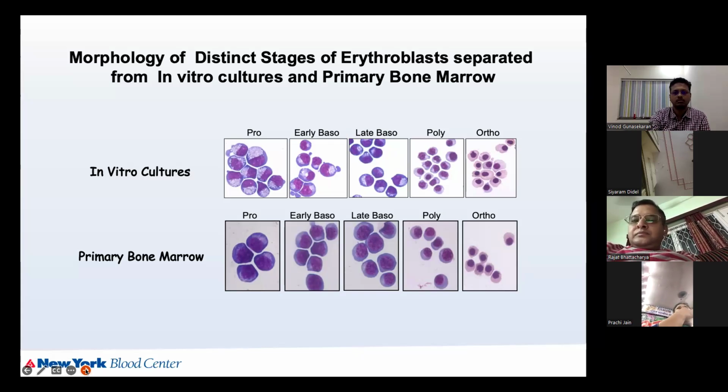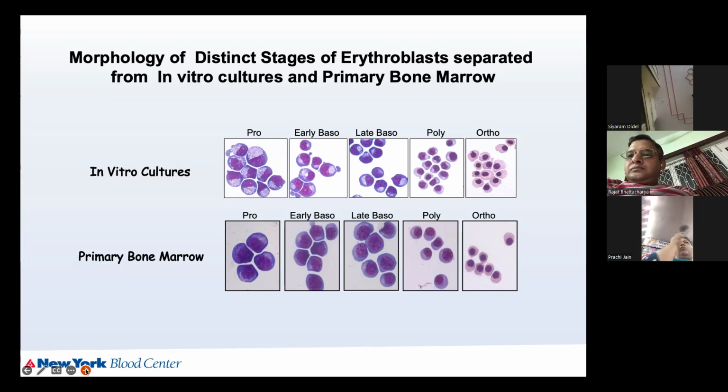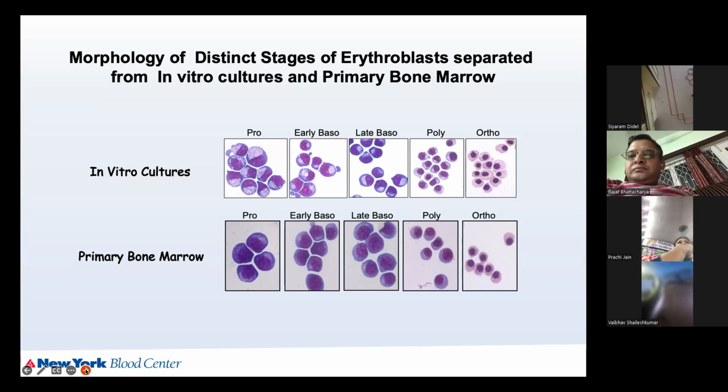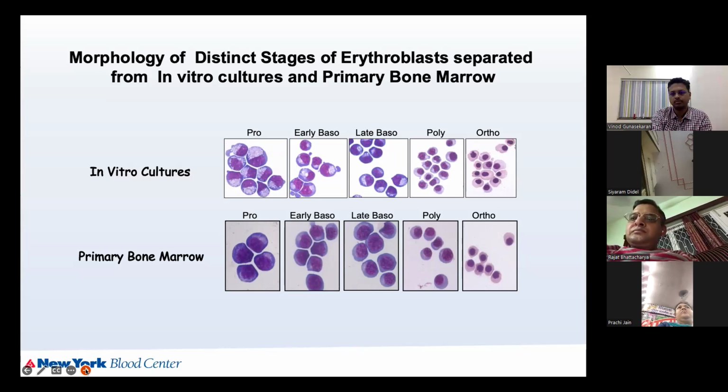The only difference you'll see at the proerythroblast stage and early baso, where in cultures you generate a lot of what they call stress granules, which are not present in primary bone marrow. And that's because in the cultures we are stressing them a lot with very high quantities of growth factors like stem cell factor and EPO. But at the same time, having said that, we have actually done all the quantitation of these things by RNA-seq and proteomics, and really don't see much difference between in vitro and primary bone marrow cells. Next slide.